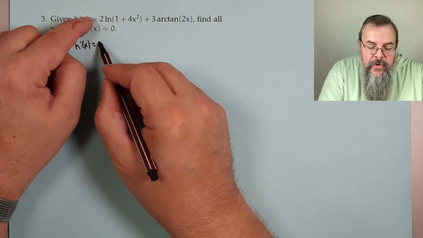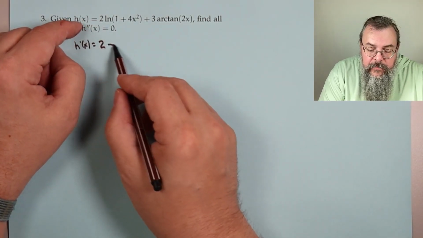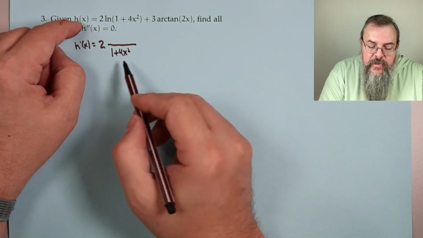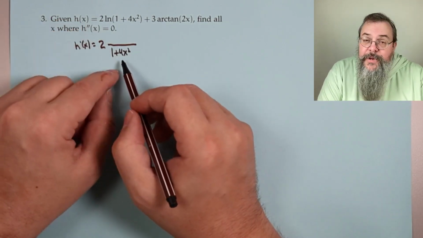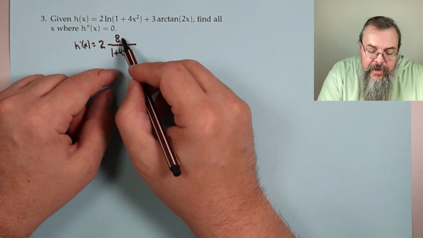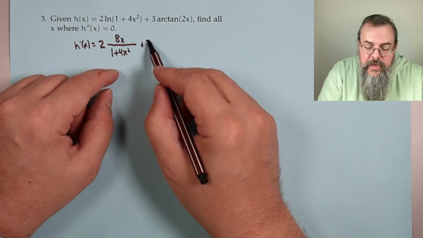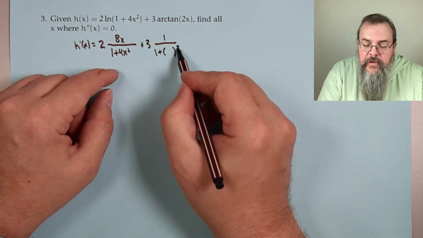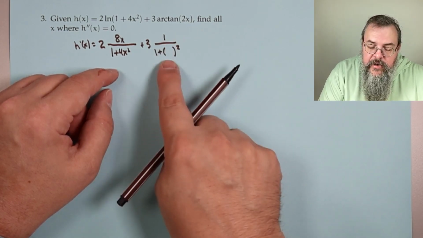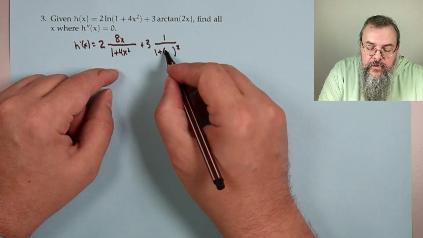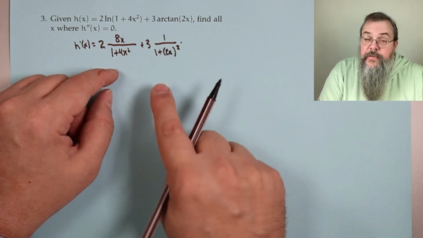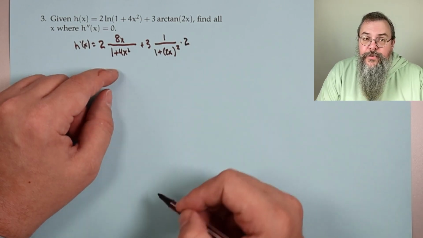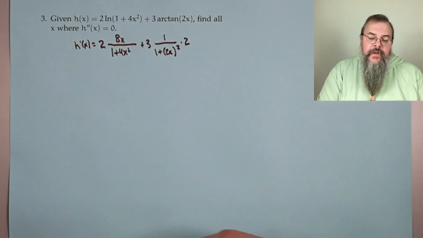We have the 2. Whenever you're taking the derivative of a log, it's a fraction. Downstairs is the function. Upstairs is the derivative. Well, the derivative of 1 plus 4x squared, 8x plus 3. Now for arctangent, it's 1 over 1 plus something squared. Now what goes here is the inside. So 2x times, chain rule, the derivative of the inside, derivative of 2x is 2. All right, so there we go.